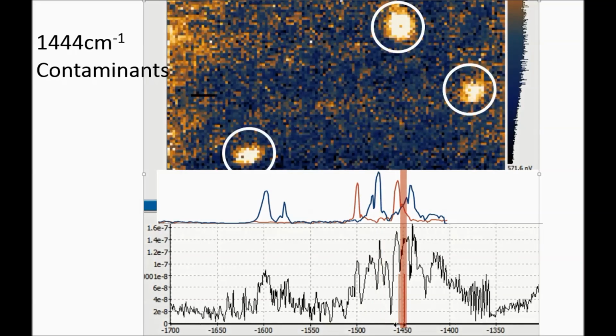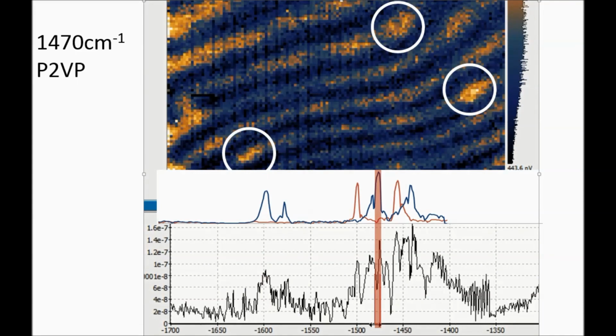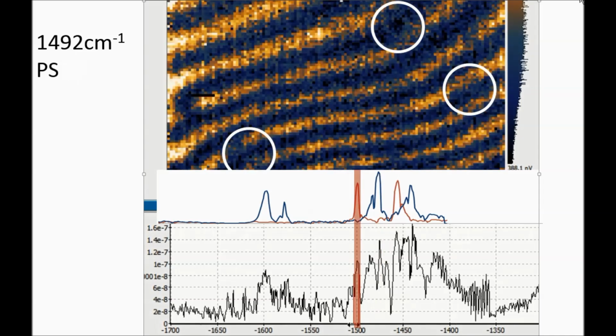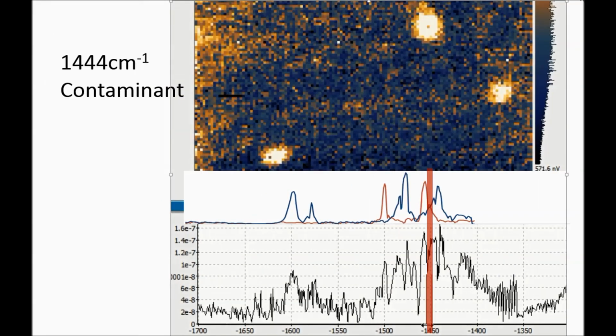If we circle the regions that we identified as contaminants and investigate their PIFM signal at several wavelengths, we can show that they must be composed of a third component. At 1589, they are slightly darker than the P2VP. At 1470, they are brighter than the P2VP. At 1492, they are darker than the PS. And at 1450, they are brighter than the PS. The hyperspectral image shows that these contaminants have a separate absorption spectrum which matches neither the PS nor the P2VP.